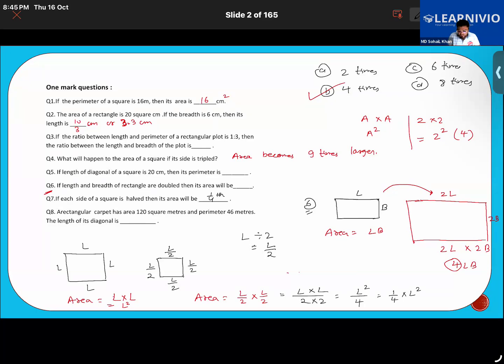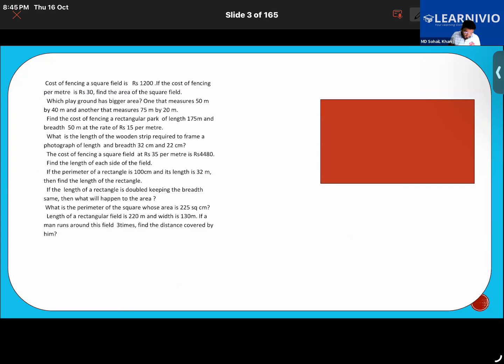So normally we have done a different type of questions from the NCERT book. These were the questions that help us to think in a different way. Once again, let me number the questions here. Question number 1, 2, 3. Read the first question. Cost of fencing a square field is rupees 1,200. If the cost of fencing per meter is rupees 300, find the area of the square field.